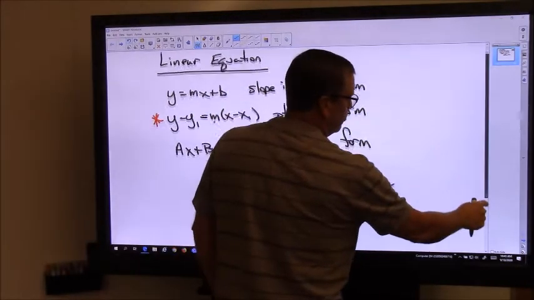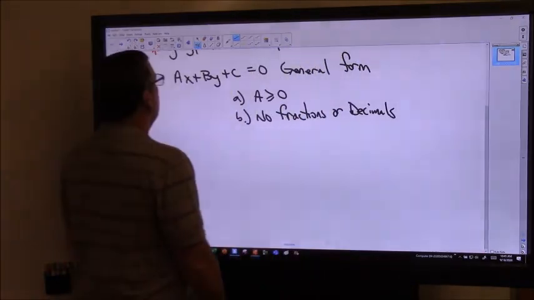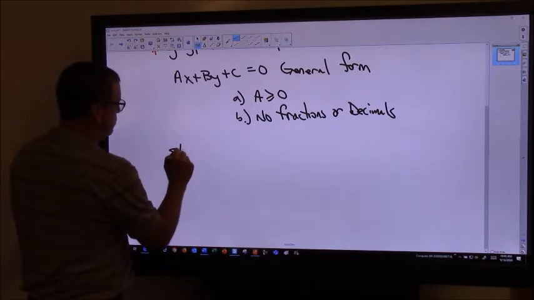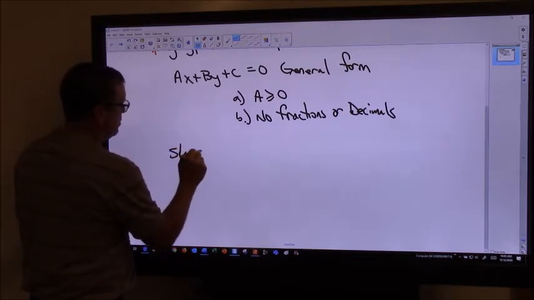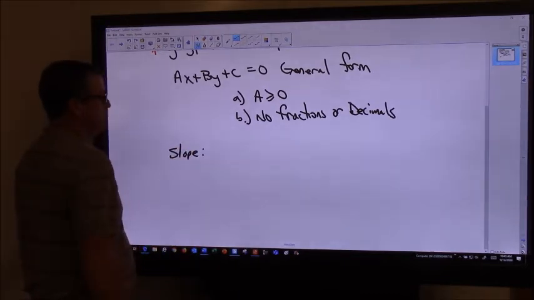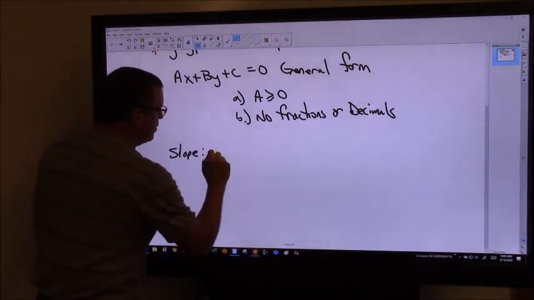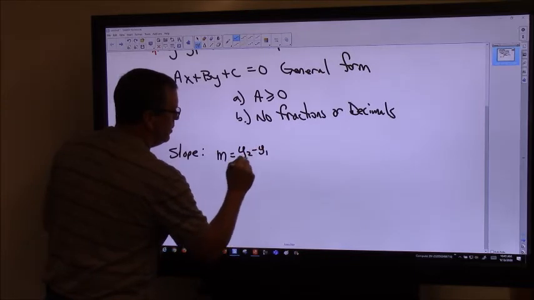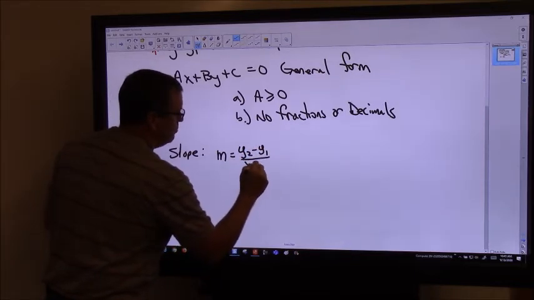So let's see, what else do we know about lines? Let me get a little more room to write here. We know they have slopes, and so usually when we say slope, we think y2 minus y1 over x2 minus x1.